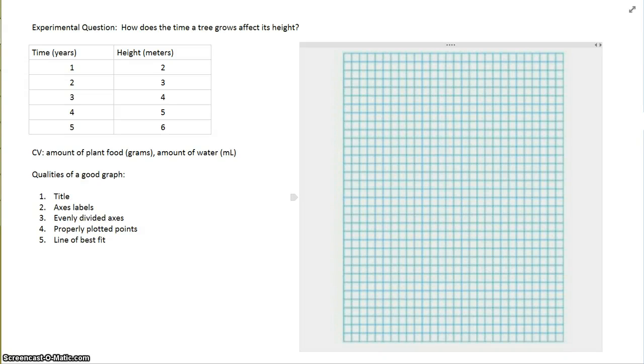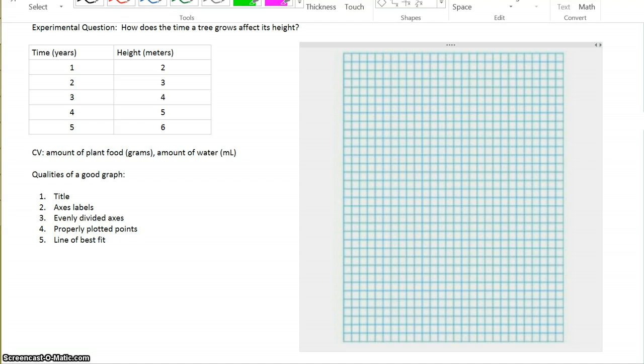Okay, so as we discussed in class today, there are certain qualities that a good graph has. If you look, I've got a set of data here that's answering the question, how does the time a tree grows affect its height? The qualities of a good graph start with a title. So I'm going to give you a title first.